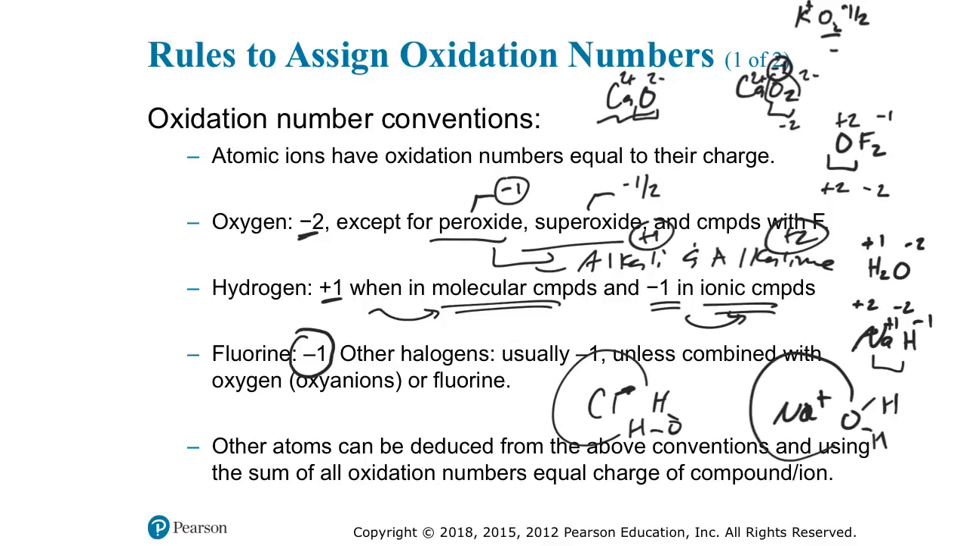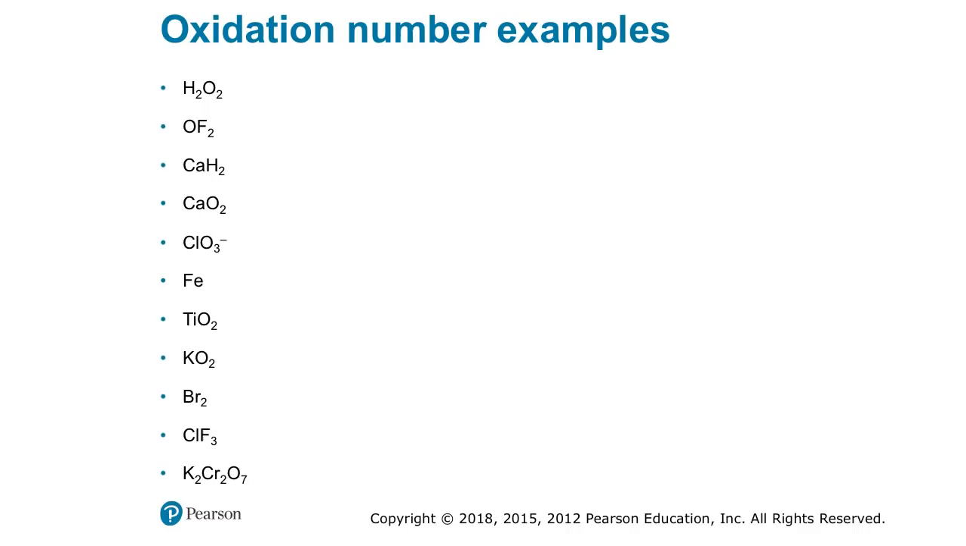Now all other atoms we're going to figure out just by simple deduction. So we're going to try to deduce the other atoms' oxidation numbers from the ones that we've set rules for, and then just by using the idea that we can sum up all the oxidation numbers of all the atoms in the formula to equal the charge on that compound or ion. So let's look at a lot of examples of this concept.